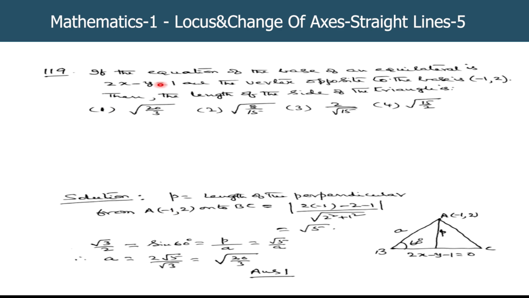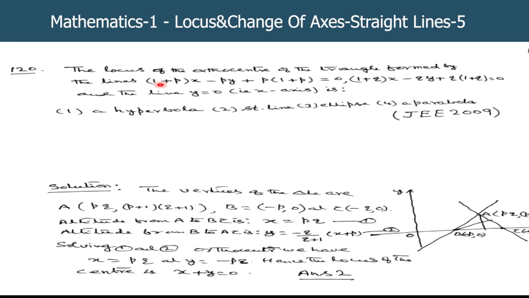Here please see, first you calculate the length of the altitude, then you use sin 60. Then you will get the a value, because it is an equilateral triangle. So the altitude length from A to BC is simply root 5, and because sin 60 is root 3 by 2, which is also equal to p by a, therefore a is equal to root 20 by 3. So option number 1.